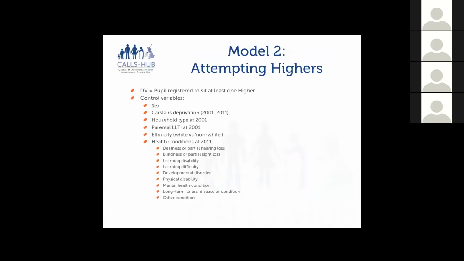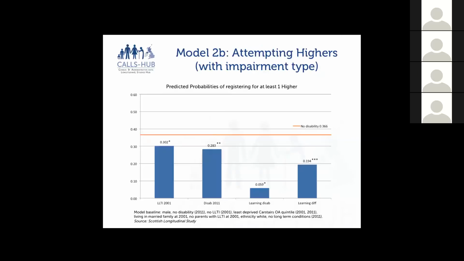The second model looked at whether children were registered to sit at least one higher exam. So again, the same control variables were entered into the model. So you can see here that this time disability at either time point was significant. So children with a disability were more likely not to be registered to sit any Highers. And you can see that for the health conditions, this was particularly significant for those with learning difficulties and also for those with learning disabilities.